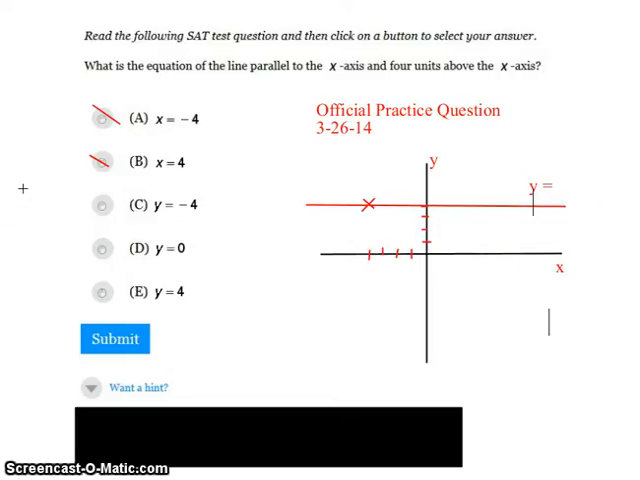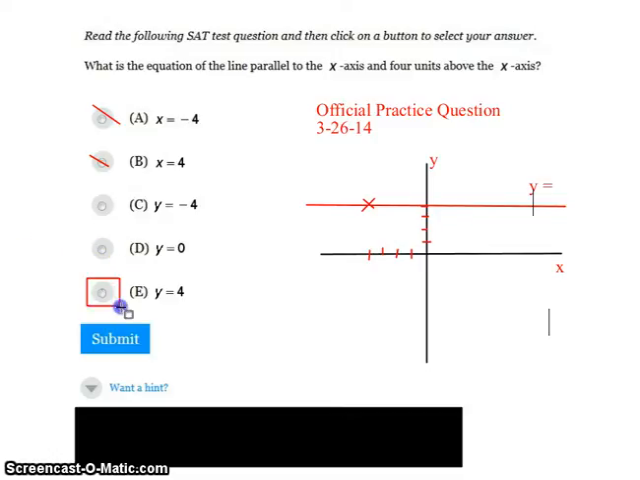Good thing to remember, if it's horizontal, it's y equals something. If it's vertical, it would be x equals something. If x equals 1, we'd have a vertical one. So that leaves us with three choices left. And in this case, it's definitely E.